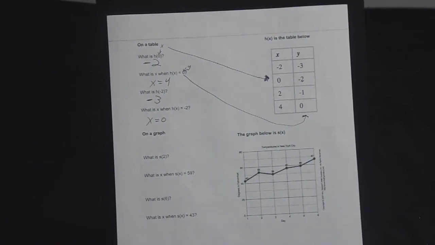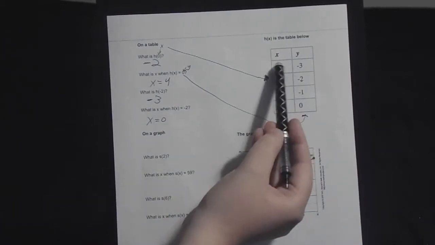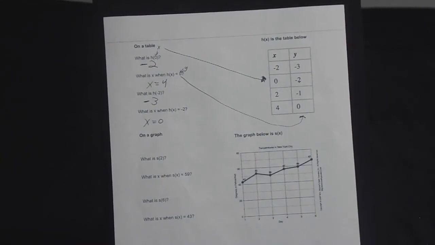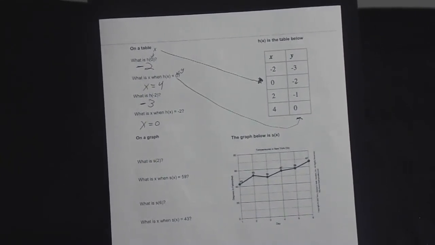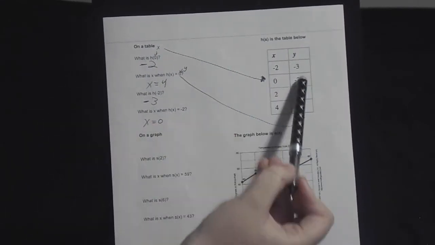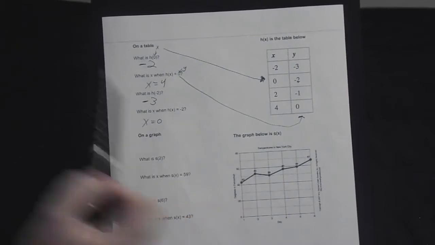The next one says what is h of -2? That means when x is -2, what is y? Well, you can see that when x was -2, y was -3. And then it says what is x when h of x equals -2? Well, if it's equaling -2, that makes it the y, and that's right here. And the x was 0, so it's when x is 0.